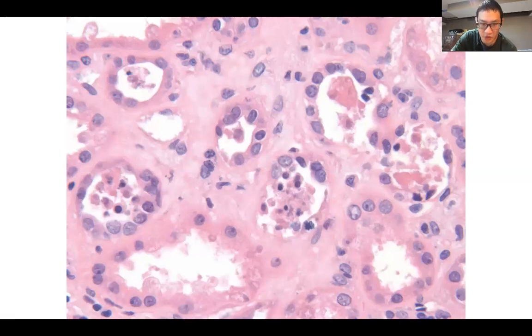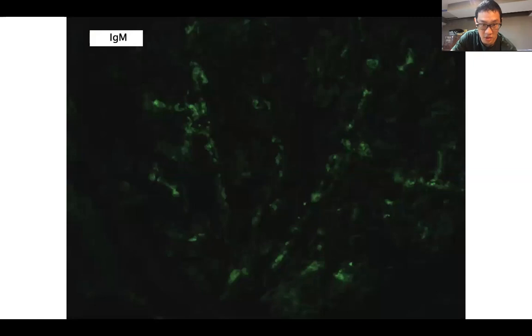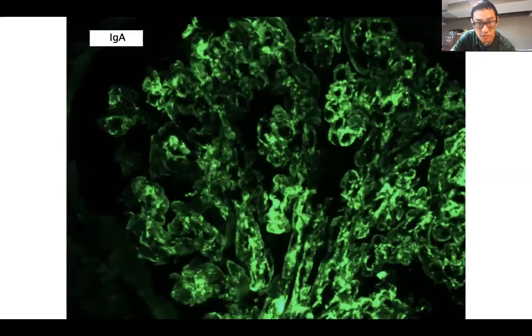This is just showing some tubular injury. I don't think we have to get into that per se. All right. So here is immunofluorescence. Here's IgG, IgM, and here's IgA. Okay. And you can see, again, the brightness is out in the capillary loops. You can even see capillary loops and how bright they are compared to mesangium, which is this stuff, not as bright.